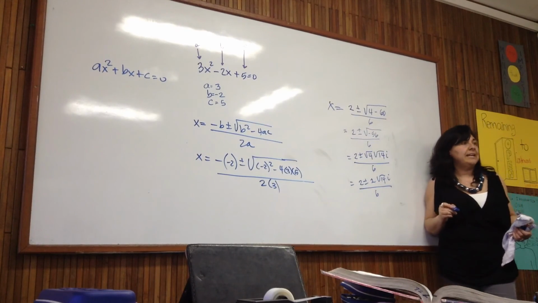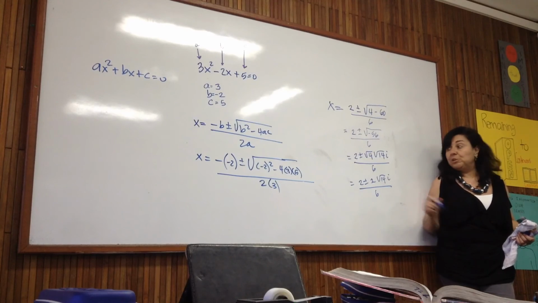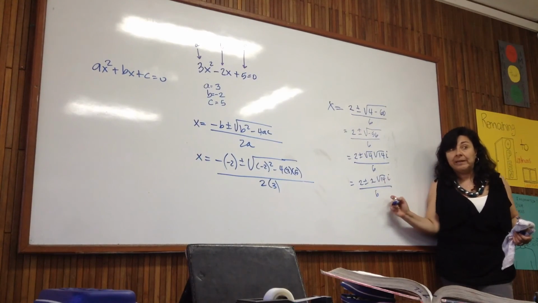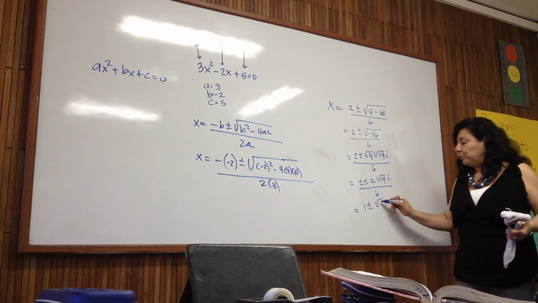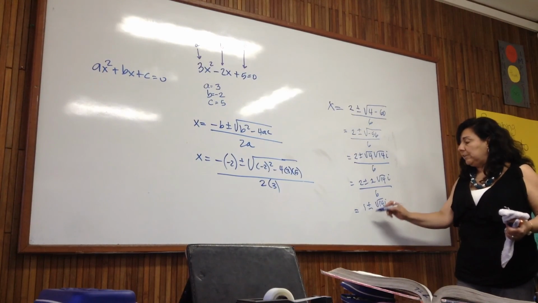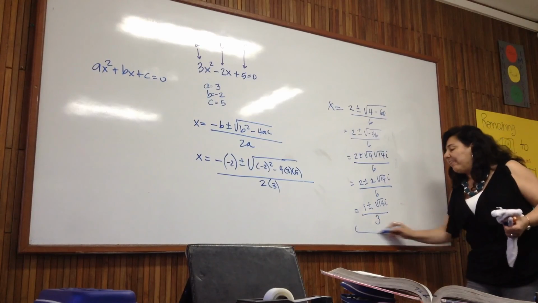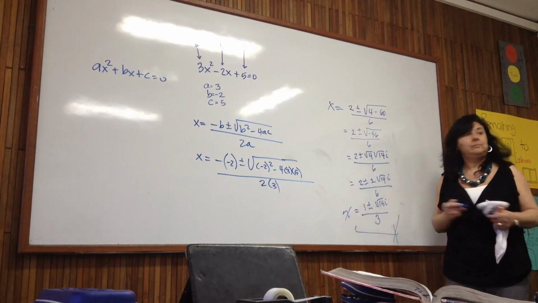Can I simplify it? Yes, they have a 2 in common. So this would be 1 plus minus the square root of 14i, over 3. And that would be your answer for this.